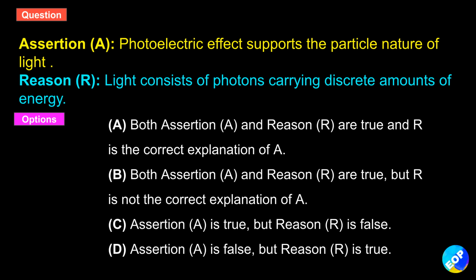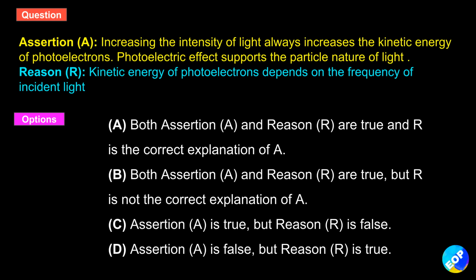Assertion A says that photoelectric effect supports the particle nature of light. Reason R says that light consists of photons carrying discrete amounts of energy. Answer A, both A and R are true, and R is the correct explanation. Assertion A says increasing the intensity of light always increases the kinetic energy of photoelectrons. Reason R says kinetic energy of photoelectrons depends on the frequency of incident light. Answer is D, A is false, R is true.